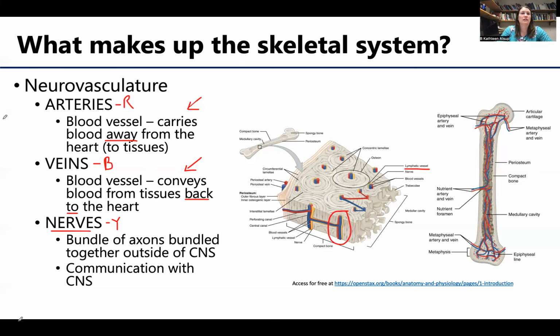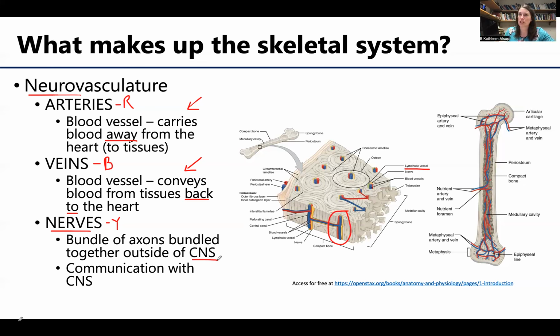And then last, and the neuro part of neurovasculature are going to be the nerves. And nerves are going to be bundles of axons that are kind of wrapped up together in connective tissue that are located outside the central nervous system. So CNS stands for central nervous system. And it's really these nerves that allow communication between other tissues in the body and that central nervous system in order for the processing to occur and to allow for communication there.